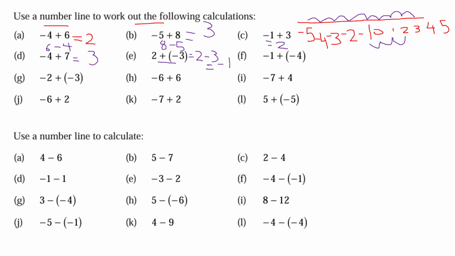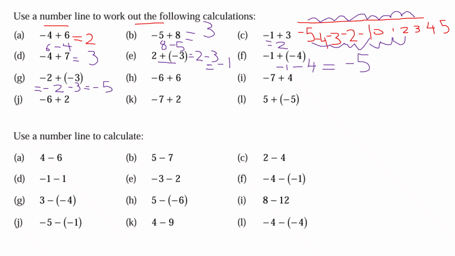Next up, minus 1 plus minus 4. That becomes minus 1 minus 4, which is minus 5. Start at minus 1 and go 1, 2, 3, 4 units to the left. Get to minus 5. Next up, minus 2 plus minus 3 becomes minus 2 minus 3, which is minus 5.